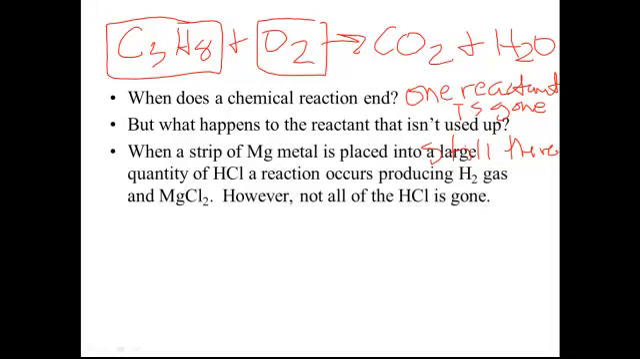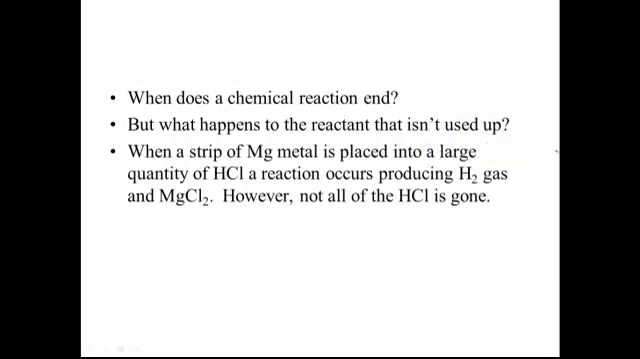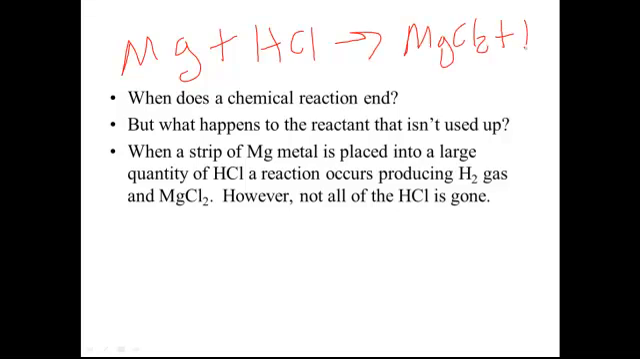Okay, when you put a strip of magnesium metal into a large quantity of hydrochloric acid, you get a reaction. You get magnesium chloride and hydrogen gas. And yes, we need to balance that. But the reason that this reaction stops is because your strip of magnesium is gone. Well, what about the hydrochloric acid? Well, it's still there. So again, when we talk about reactants, usually there's going to be one reactant that is completely gone, and then that other reactant is left over.